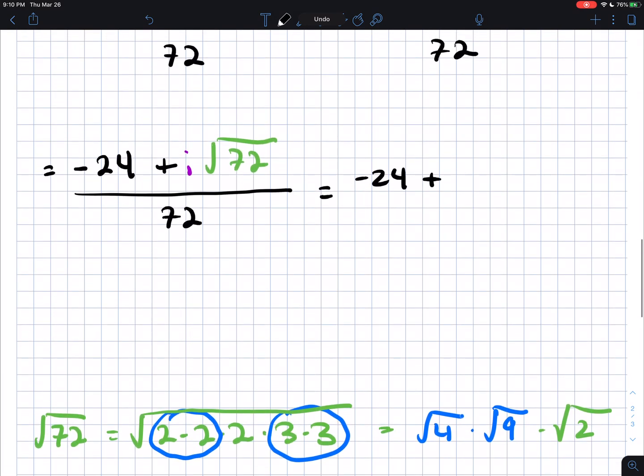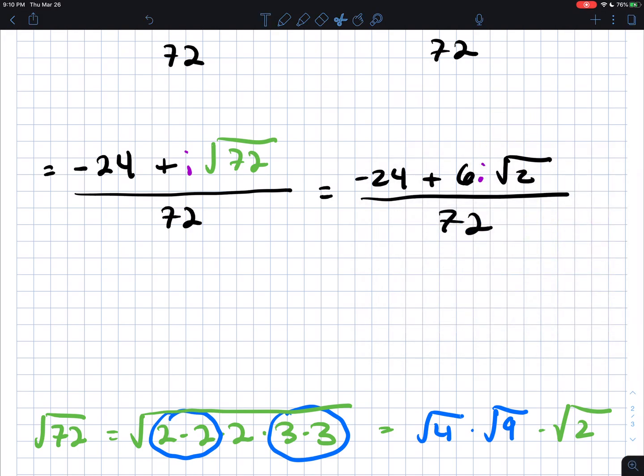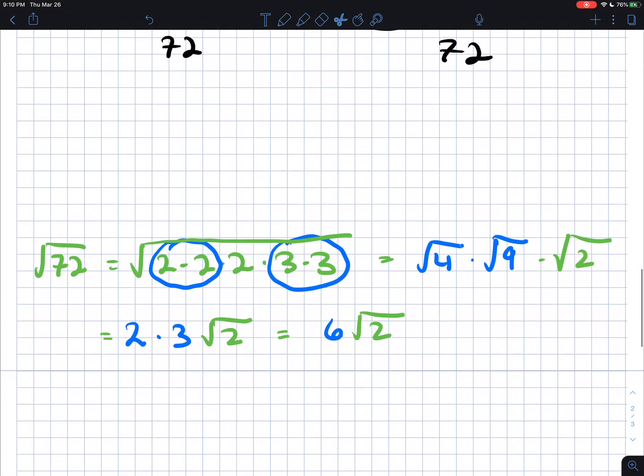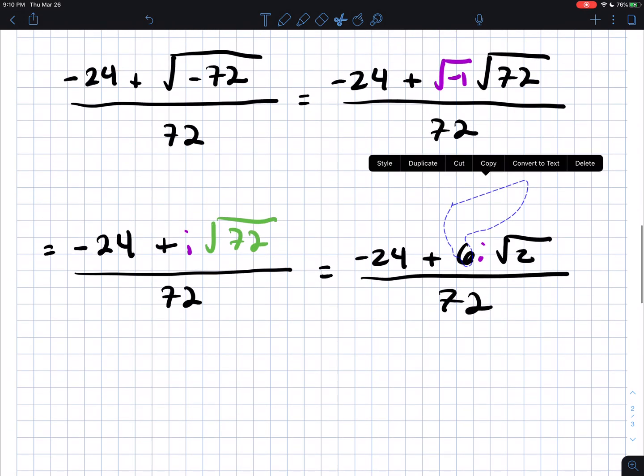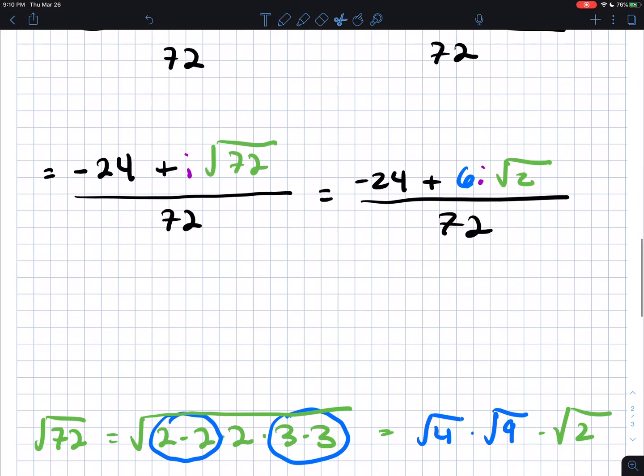We got 6 times the square root of 2, so it's going to become 6i times the square root of 2 divided by 72. I think that i is purple, and the 6 is the blue, and this guy was the green one. Okay. So a few more steps.